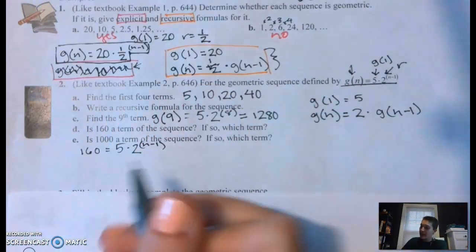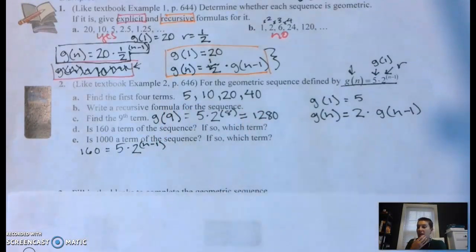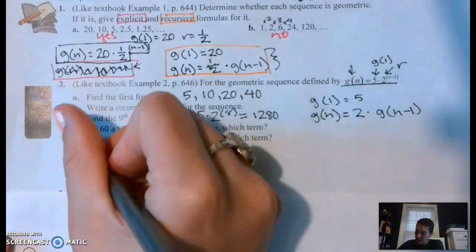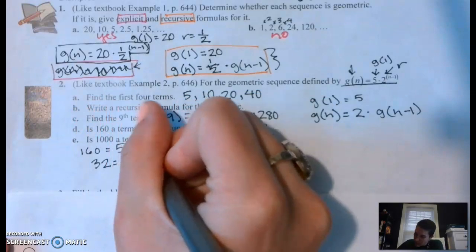And we're going to say, if 160 is a term in the sequence, then this will be true for some n. And we have to figure out what n that is true for, right? So first thing we want to do is divide 160 by 5. Just get this as simple as we can and get to 32 equals 2 to the n minus 1.